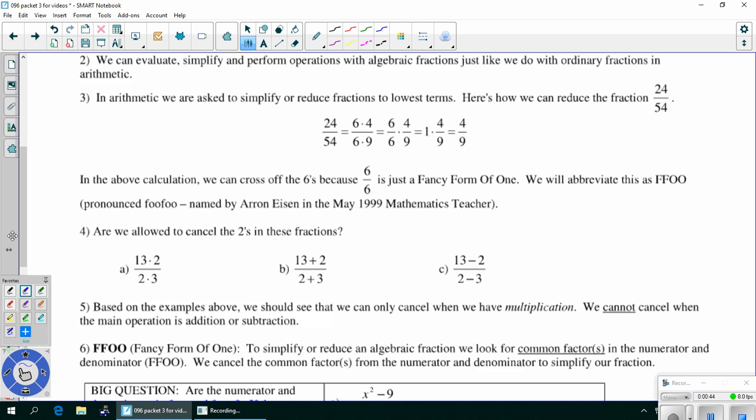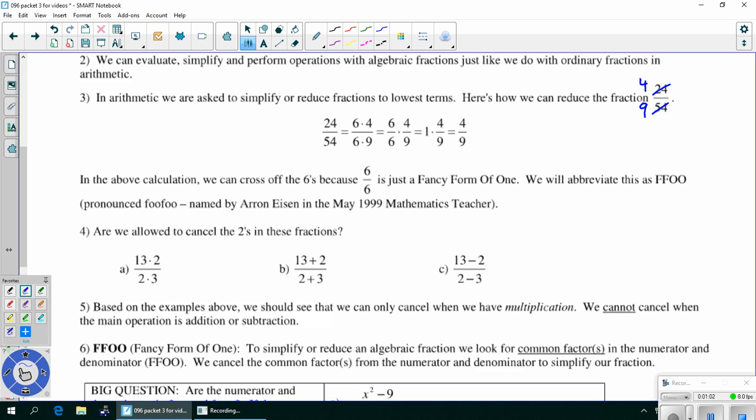of algebraic fractions. In arithmetic, we are asked to simplify or reduce fractions to lowest terms. Here's how we can reduce the fraction 24 over 54. So the short way is to just say, well, 6 goes into both of these numbers, right? And so if you reduce them both by 6, divide them both by 6, you get 4 over 9.